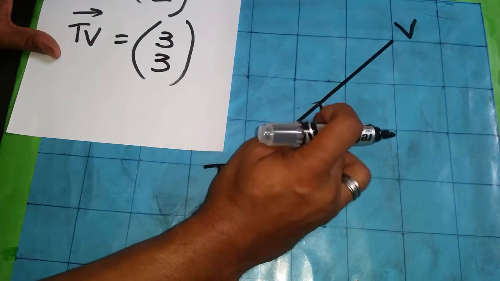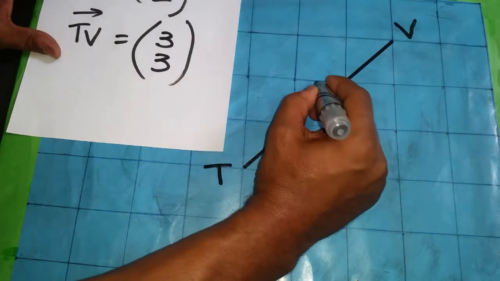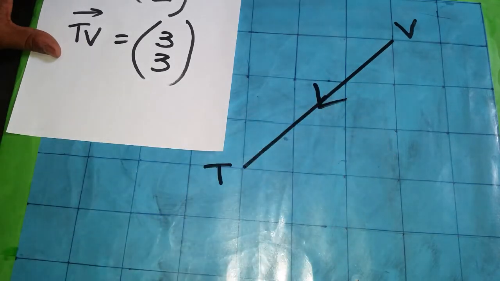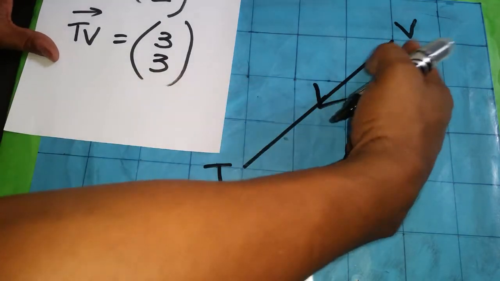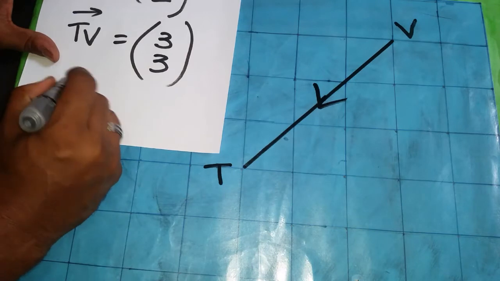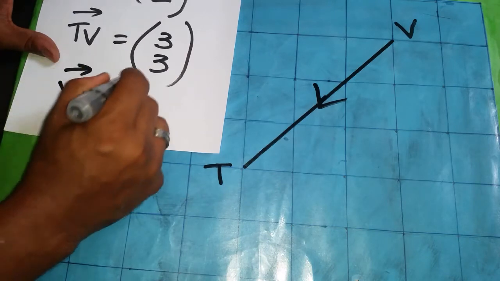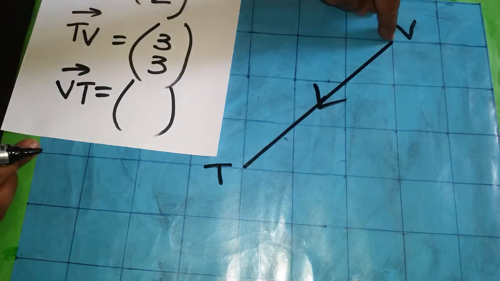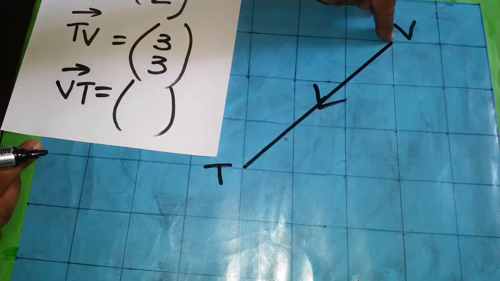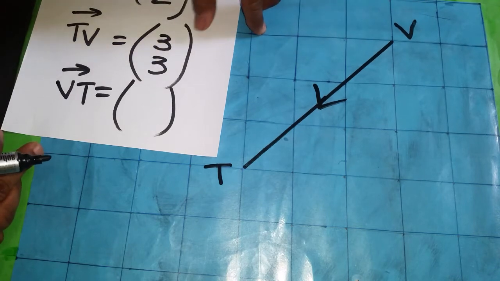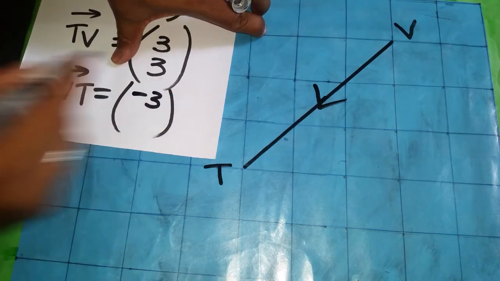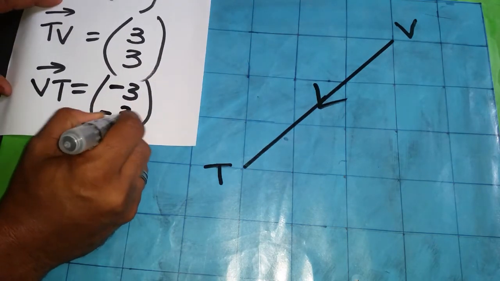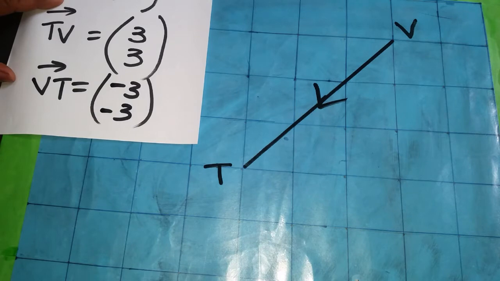Now, if I go ahead and reverse this vector, then that vector would now be called VT, because this is now the foot and this is the head. And then you need to ask yourself, how is that vector moving? If I put my finger here, then clearly the vector is moving 1, 2, 3 spaces to the left, so that would be a minus 3. And it's now moving 1, 2, 3 spaces down, which also gives you a minus 3.